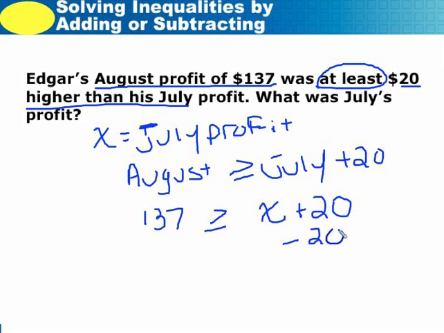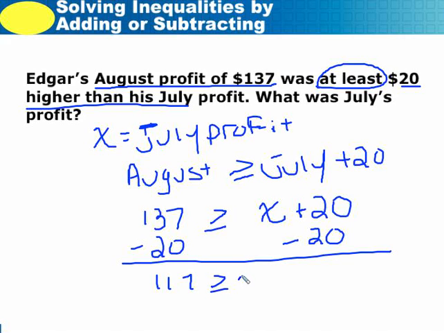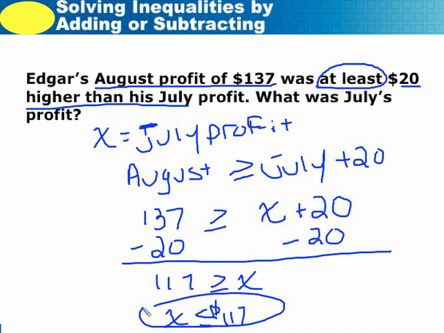So I'm going to subtract 20 from each side. That's going to give me 117 is greater than or equal to x. So I know that in July, Edgar's profit was at most $117. It could have been 117, it could have been less, but it could not have been any more than 117. And that is what I get from this problem.